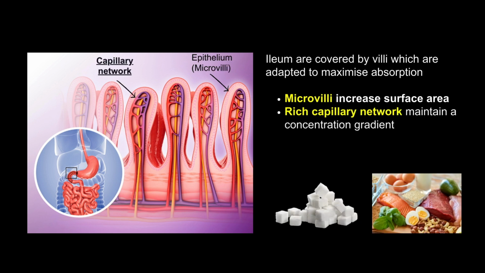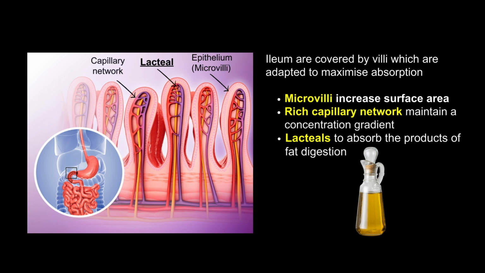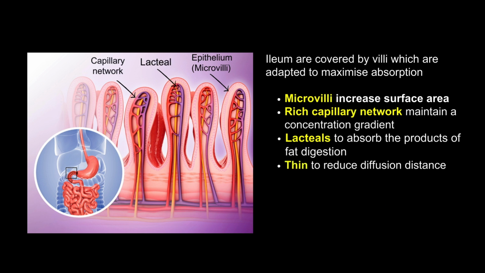They also have a rich capillary network, and this is to absorb and remove the products of digestion, such as sugars and amino acids, and it helps to maintain a concentration gradient. They also have lacteals, which help to absorb the products of fat digestion. They're very thin, and this is to reduce the diffusion distance, again maximizing the absorption rate.